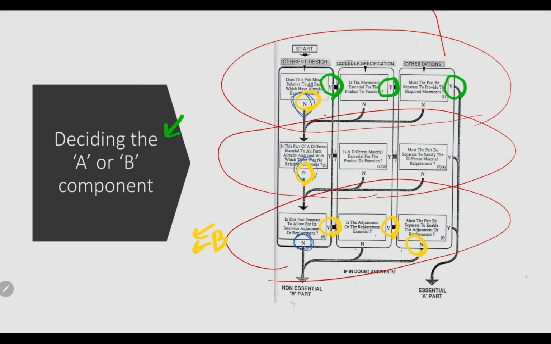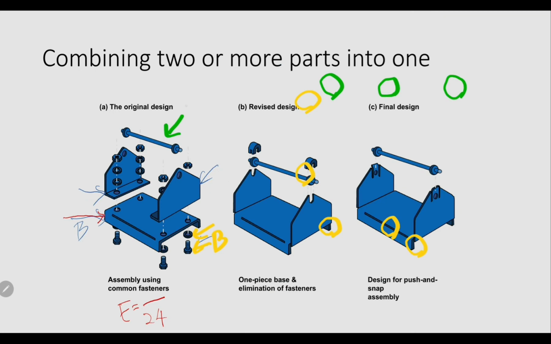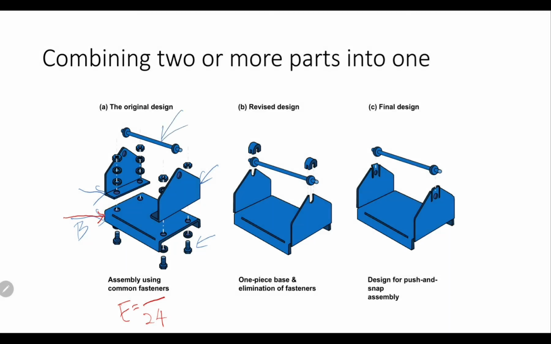So now we know that the shaft falls into the A category. So this is A, this is A. Alright, so now from this example, in the original design, probably because we didn't analyze all the parts, but it looks like only the shaft is essential. So 1/24.